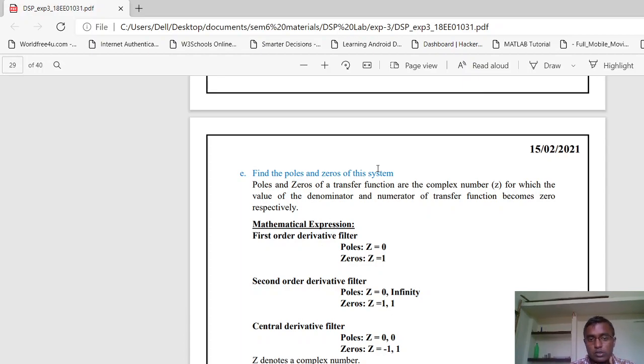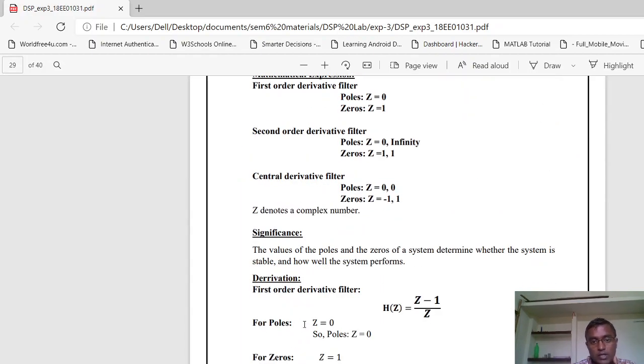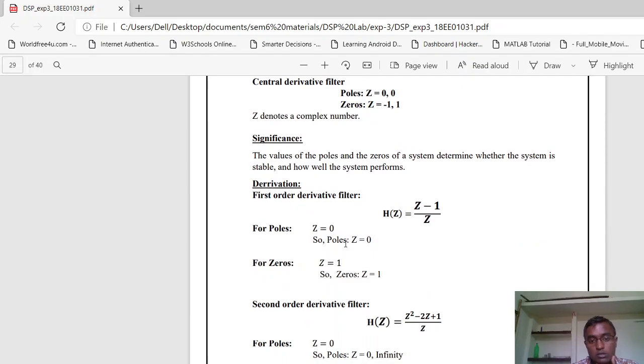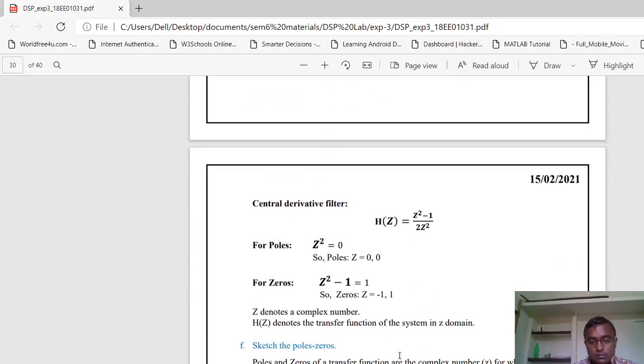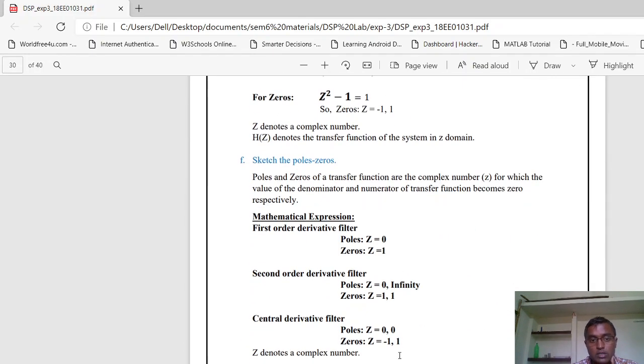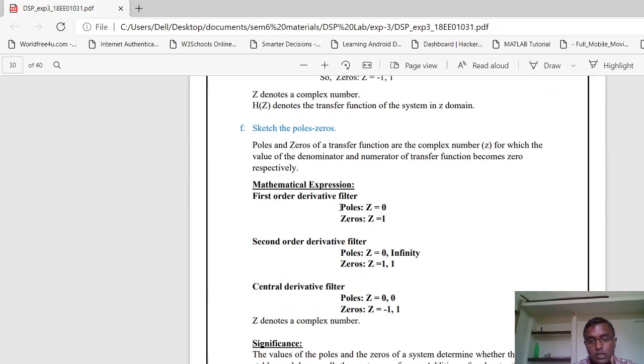Find the poles and zeros of the system. This is our result for the poles and zeros of different filters. In the downward part I am calculating those things. This is our h of z; we put the numerator equal to 0 to get the zeros, and if we put the denominator equal to 0, we get the poles. This is for the central derivative. I have calculated these things, and after that I sketch them.